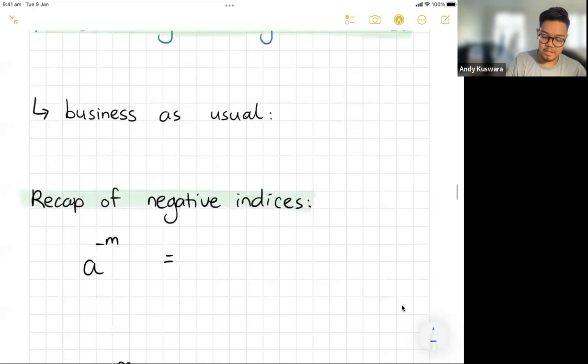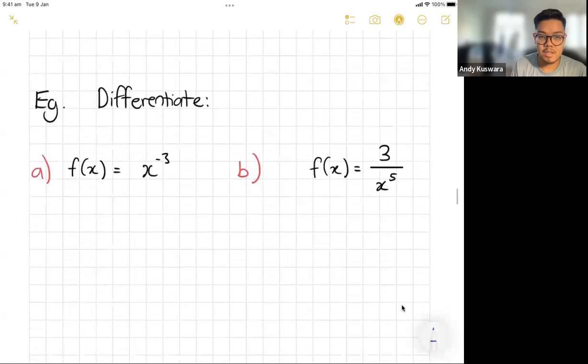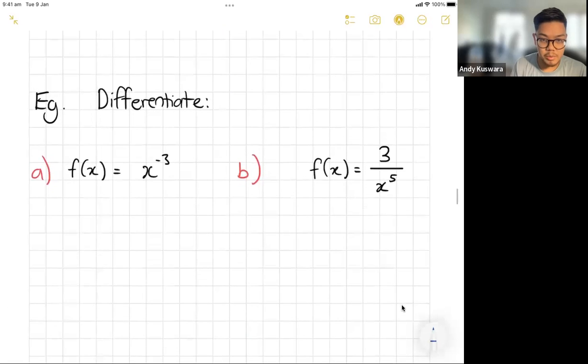Just a recap of negative indices real quick. If I have anything to a negative index, it gives me the reciprocal, and then the power becomes positive at the bottom. Okay, so a to the negative m is the same thing as 1 over a to the power of positive m. That's going to be helpful when we start to try to differentiate these next couple terms.